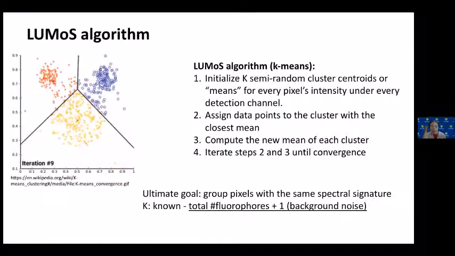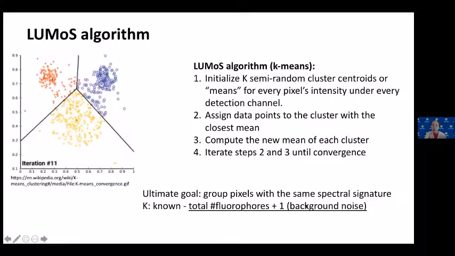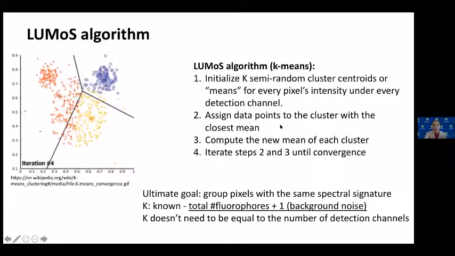However, for this application specifically, the k is already known, and that's the greatest thing here. We assign k to be the total number of fluorophores inside the sample plus 1. The additional 1 is the background noise. For any microscopy images, there will by nature be some background noise captured, and it shows up differently in profile compared to pixels labeled with a certain fluorophore. So this would be our k. And k also doesn't need to be equal to the total number of detection channels we have. It can be more than that.